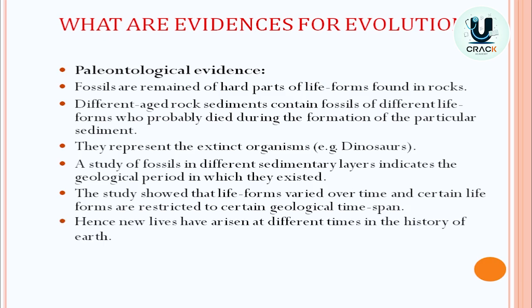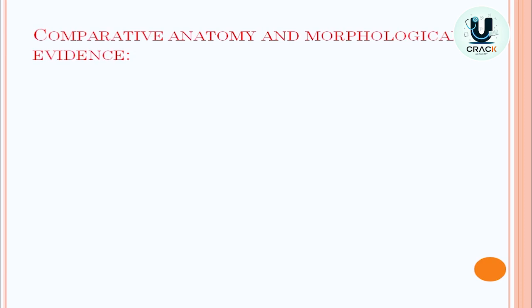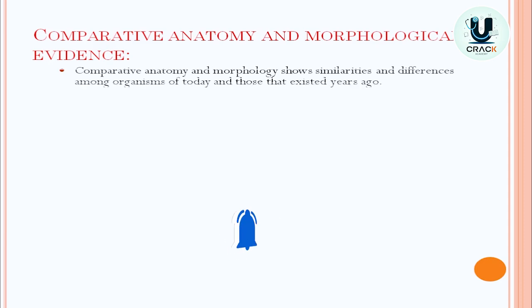Time span. Even though the different types of history can be proved through a new life with this evidence. This is called paleontological evidence. Comparative anatomy and morphological evidence. The comparatively both are similar and there are a few differences.